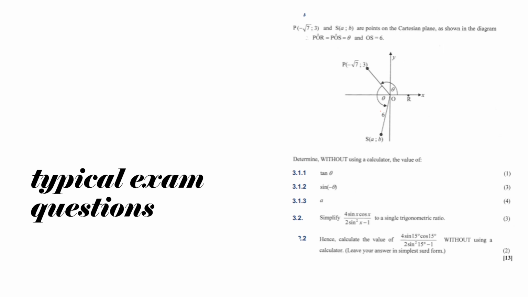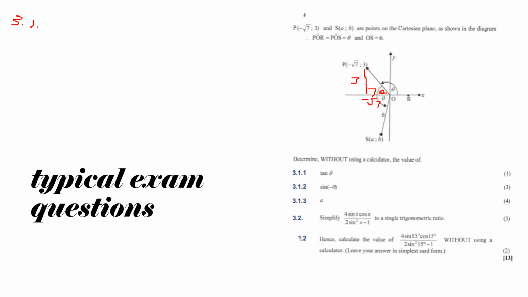To solve this question, firstly we need to construct triangles and put in certain variables to make it make sense to us. So this is a reconstruction of this triangle, right? We use the coordinates of P, which are -√7 and 3, because that is the x coordinate. That means the adjacent side will be -√7 and our opposite side will be +3, right? So then we jump into the questions.